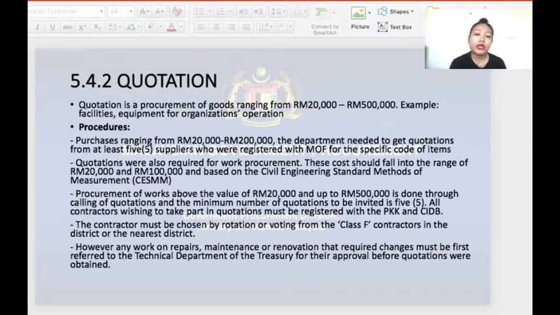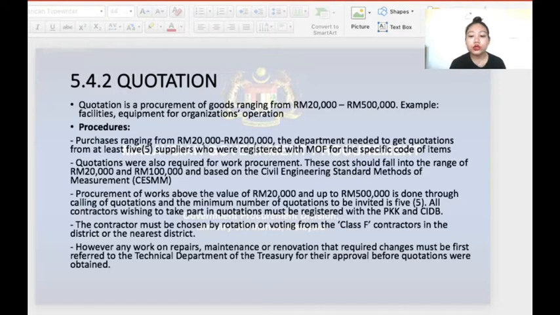So what are the procedures? Firstly, for purchases ranging from 20,000 ringgit to 200,000 ringgit, the department needed to get quotations from at least 5 suppliers who were registered with the Minister of Finance for the specific code of items. Quotations were also required for work procurement.